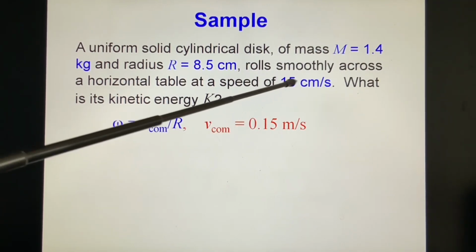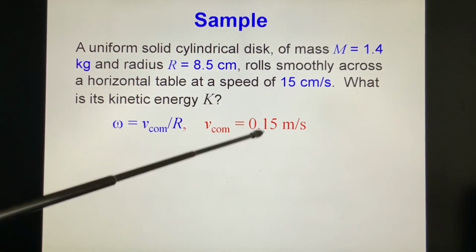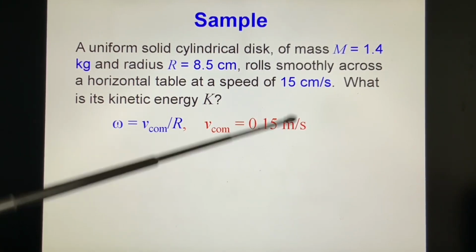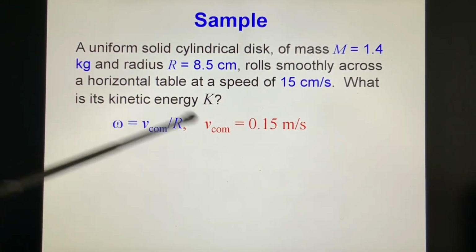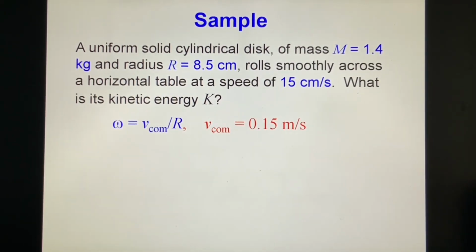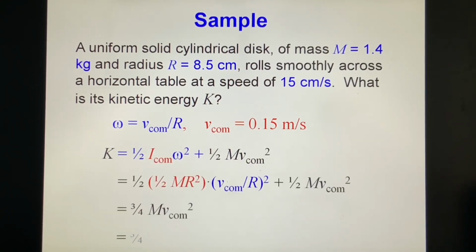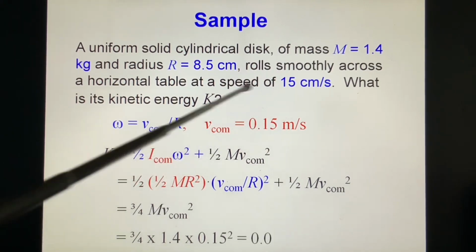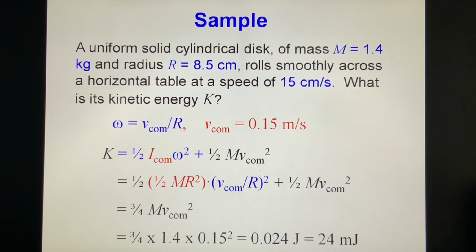v_com is 15 centimeters per second. We have to write it in standard form, with length in the unit meter, so 15 centimeters is 0.15 meters per second. This is the key point in this question. K equals two parts, the rotation part and the translation part. We put everything in and you get the answer. The purpose I take this example is that we have to use the standard units.